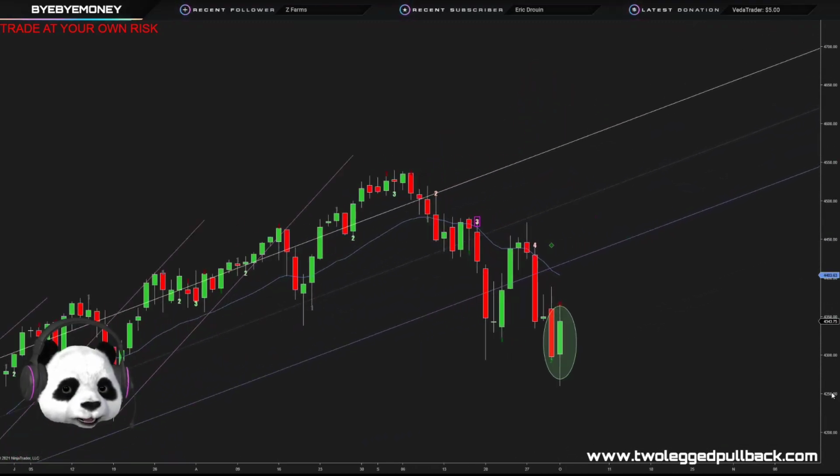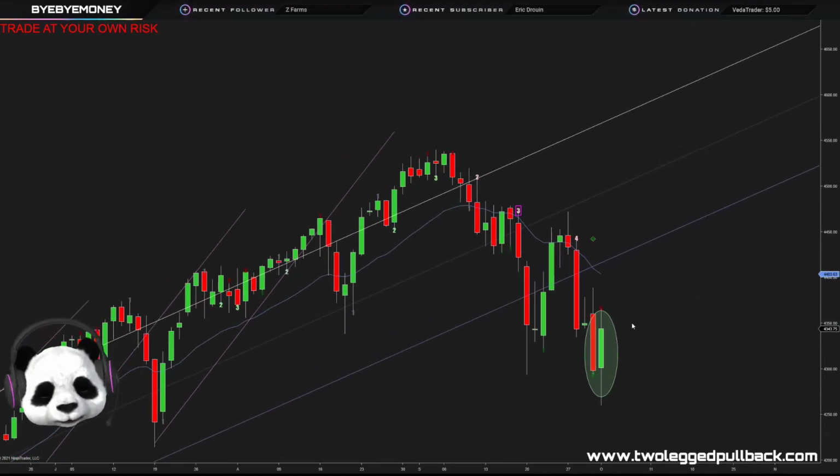We have something interesting happening here. What should happen if we're going to continue to trend is this. We call this a two-legged pullback. First pullback, first entry, second pullback, and if you see here, if I zoom in really close, this is a second entry.